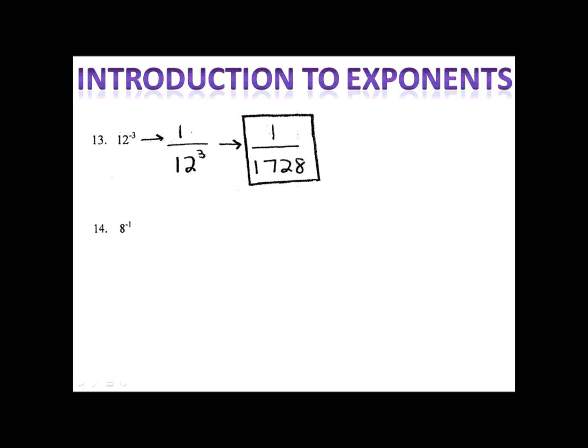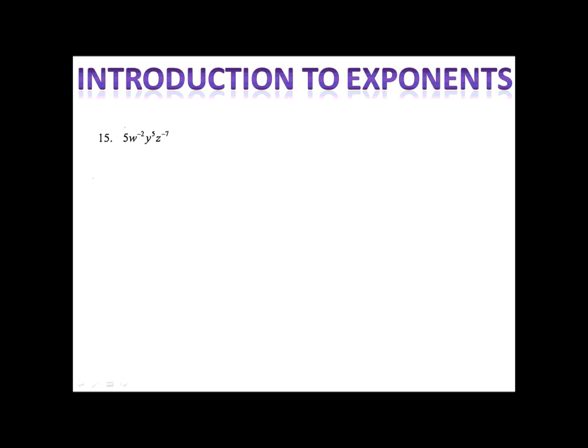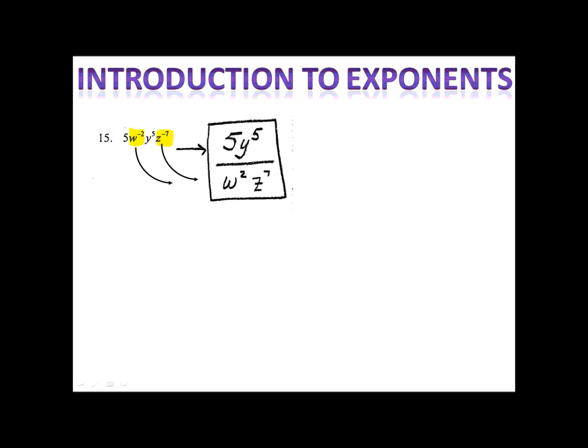How about number 14? What do you think happens there? Well, you're right. Anything to the negative power means it moves down. So we have 1 over 8 to the first. Number 15 has a lot of stuff going on. Notice here we have two things with negative exponents. Those are the things that are going to move down to the denominator. We're left with 5 and y to the 5th on the top, and w squared z to the 7th on the bottom.